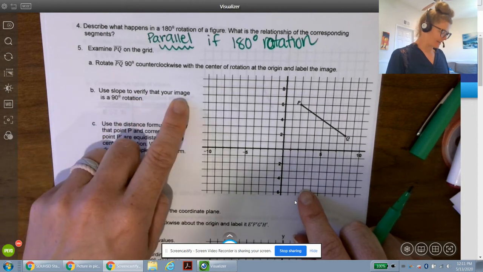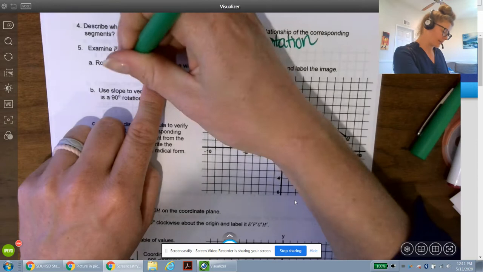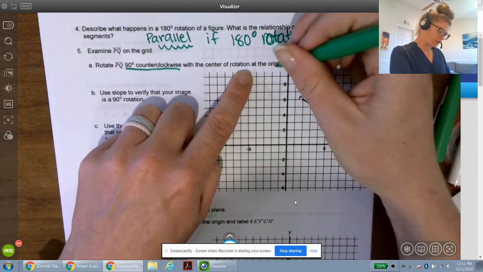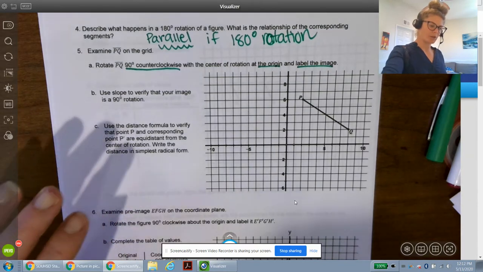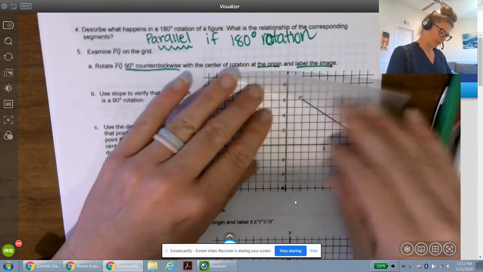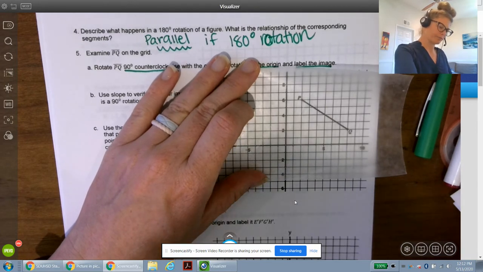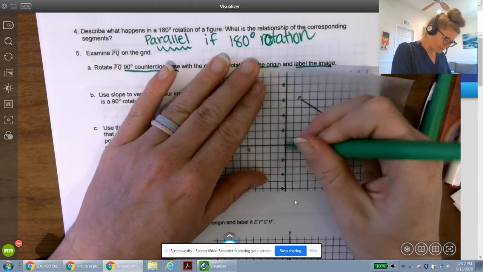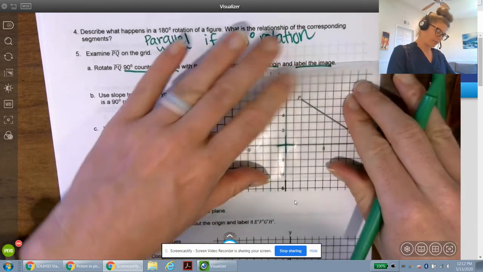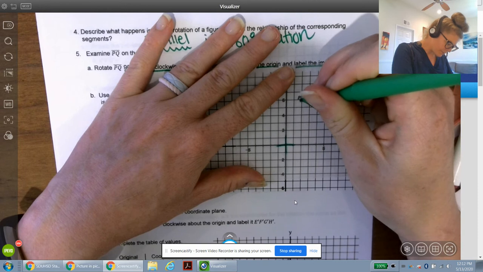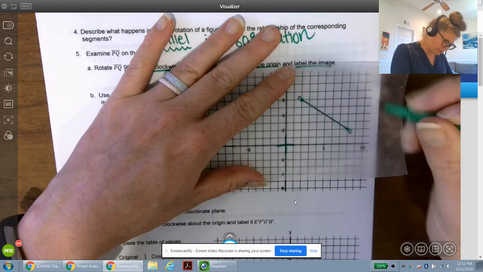Use slope to verify. Rotate segment PQ 90 degrees counterclockwise with the center of rotation at the origin and label the image. So what we're going to be doing is with our tracing paper, we are going to trace our origin, which is very important. I'm going to trace P. I'm going to trace Q.